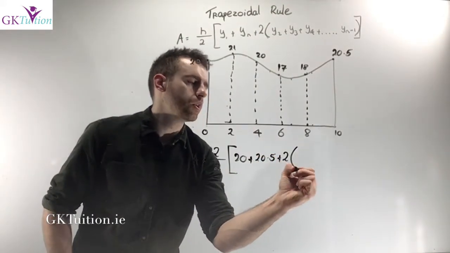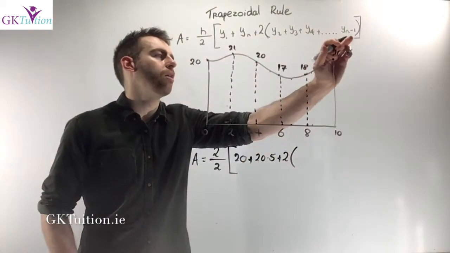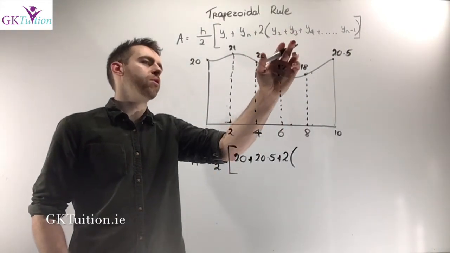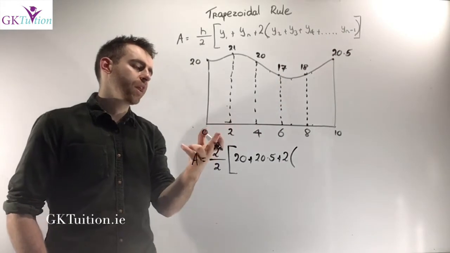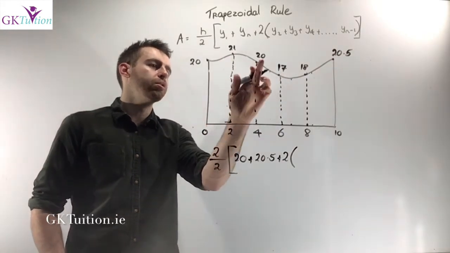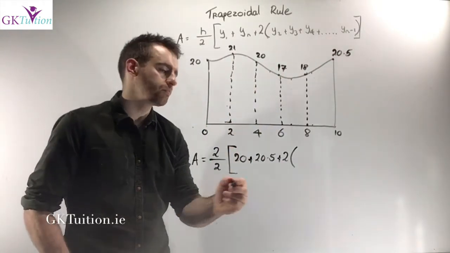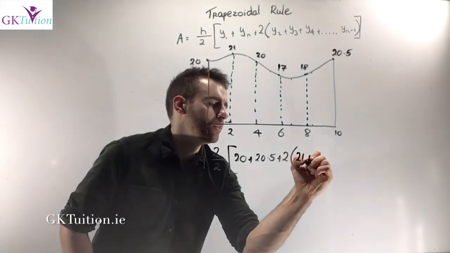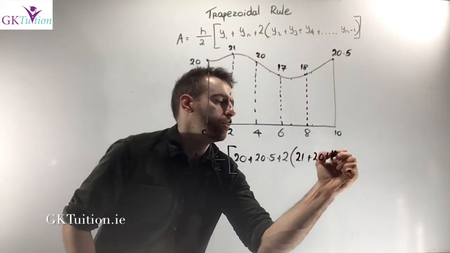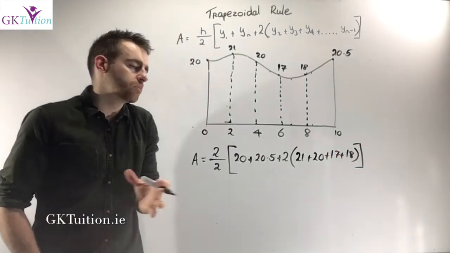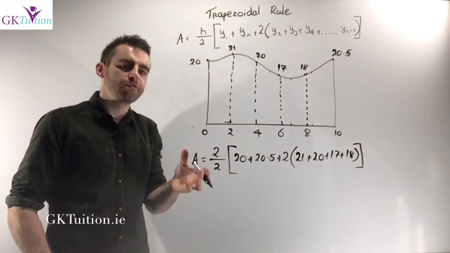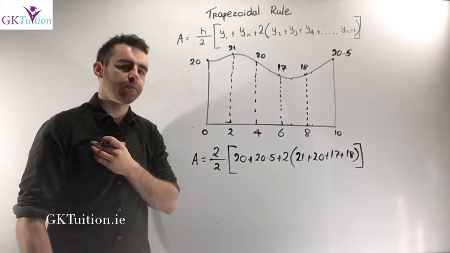Plus 2 times, and then I'm going to put in all of the other heights. The second one, the third one, the fourth one, and the whole way up to the second last one. So in this case, all the other heights are 21, 20, 17, and 18. So it's 2 times 21 plus 20 plus 17 plus 18. And that's all I have to do. If I just plug all that into my calculator, I'll roughly estimate the area of this shape.